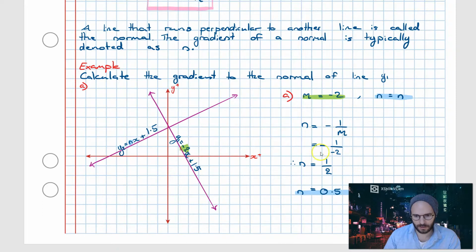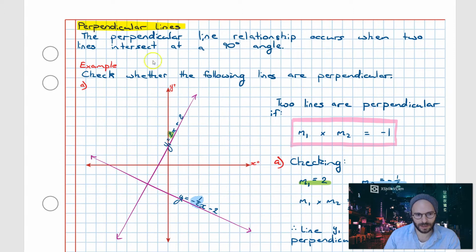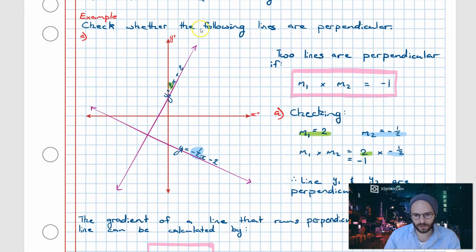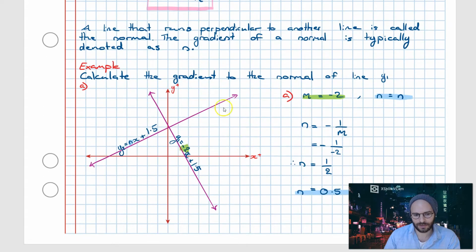Now, in summary, what we set out to do in this video was to have a look at the mathematical relationship we define as perpendicular lines. For the first part, we had a look at how we can check whether two lines are perpendicular or not. And then in the second part, we had a look at how we can calculate the gradient of a line that runs perpendicular to another line.